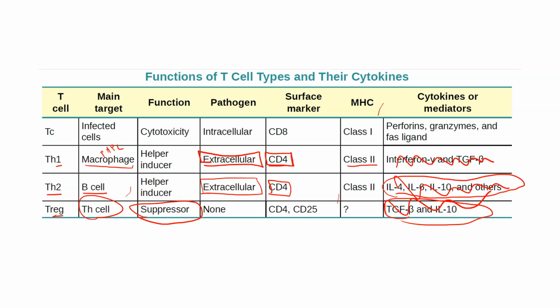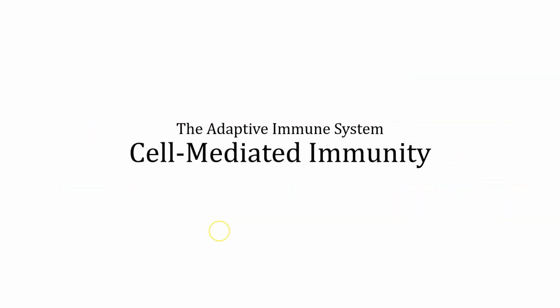This is a really great table, so if you get lost in this whole discussion of the adaptive immune response, please come back and find this table. One side of the adaptive immune system is called cell-mediated immunity, and this refers to the tactics that are used to destroy cells that have been infected.